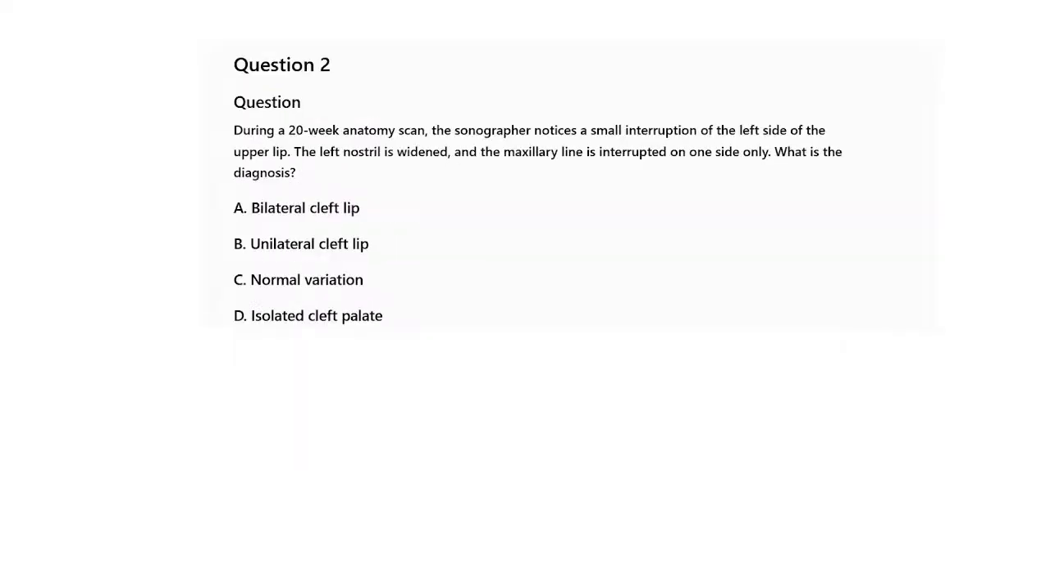Now let's go to question number 2. During a 20-week anatomy scan, the sonographer noticed a small interruption of the left side of the upper lip. The left nostril is widened and the maxillary line is interrupted on one side only. What is the most likely diagnosis?